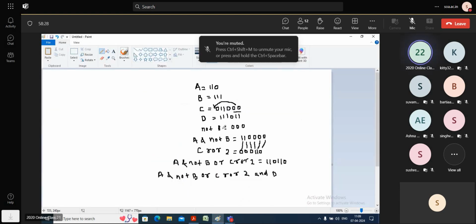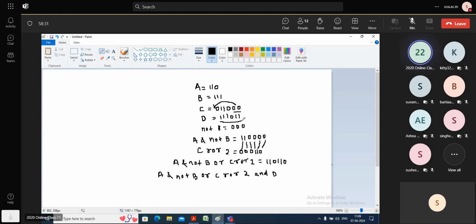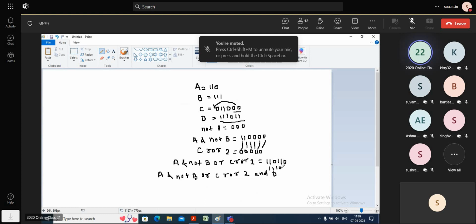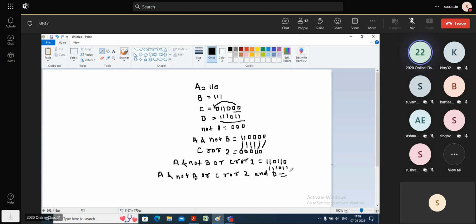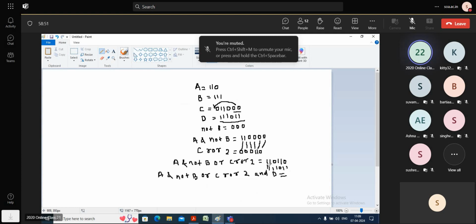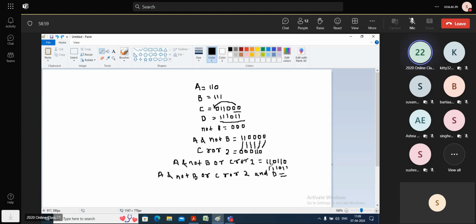Now we will find this out. The value of D is 111011. Just write here the value of D, 111011. Now this AND this. As you know, in case of AND, when both of them are 1, the result will be 1, otherwise it is 0. So first 1 1 gives 1. Next 1 1 gives 1. Then 0 1 becomes 0. Then 1 0 becomes 0. Next 1 1 becomes 1. Then 0 1 becomes 0. So the result is 110010.